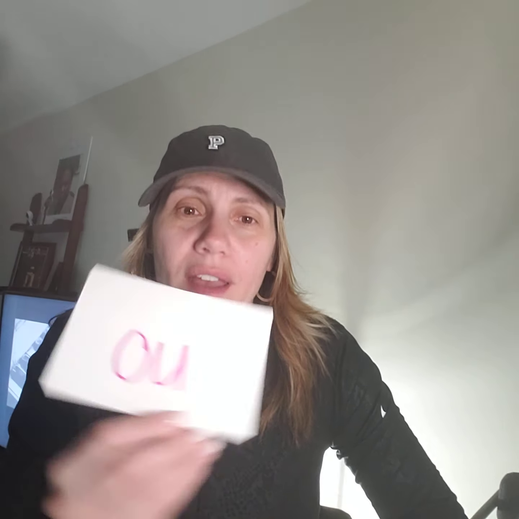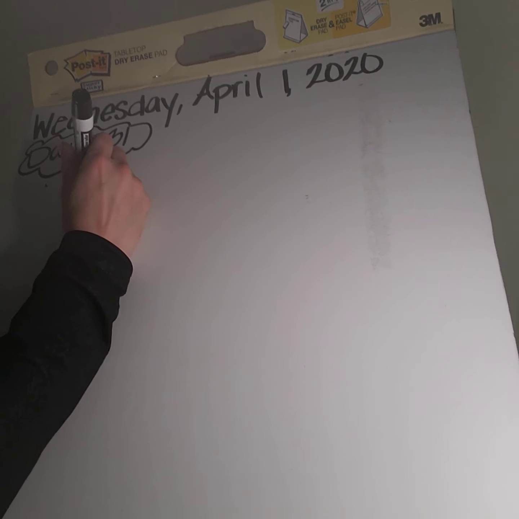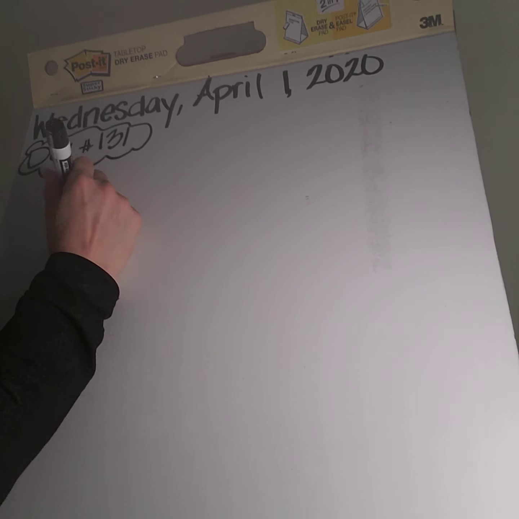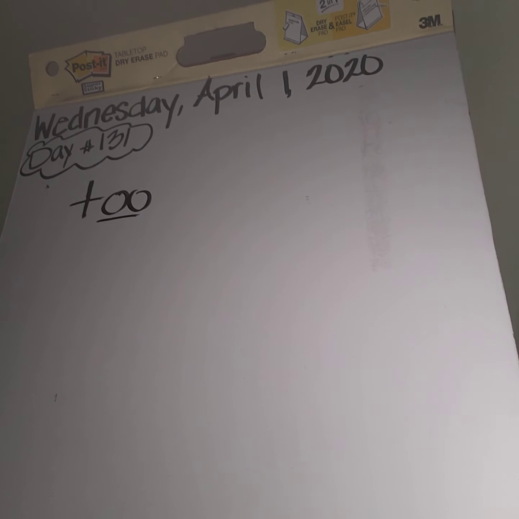So we have OO, which says ooh. We have EW, which says ooh, and we have OU, which says ooh, okay? So we're gonna start with some words, okay? There we have two. So we have the OO, which says ooh, and then we have two.